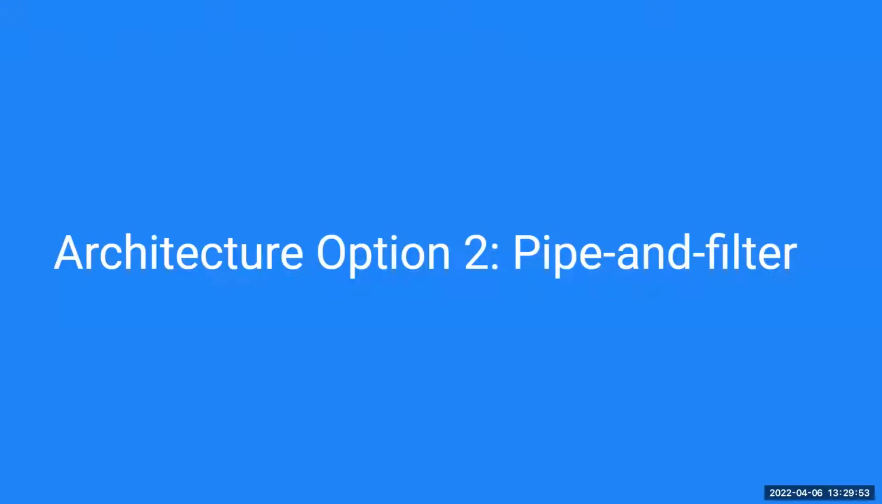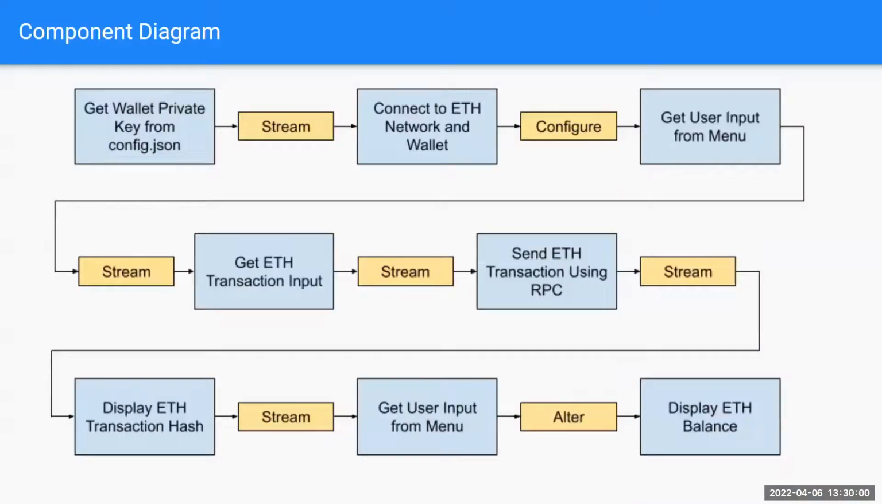So for the second architecture option, I used the pipe and filter model. For the component diagram, it's pretty linear. It starts with reading that config.json file and getting the wallet private key and the RPC URL. And with this data, the application is able to connect to the Ethereum network and authenticate the wallet.